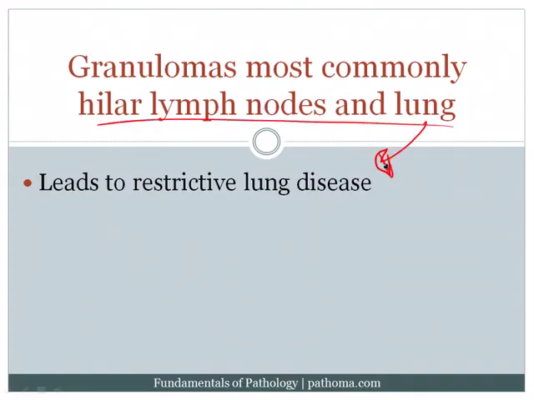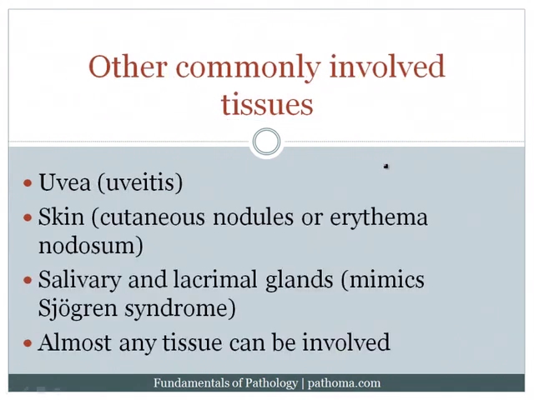Involvement of the lung is going to then create an interstitial problem, and that interstitial problem will lead to a restrictive lung disease. Basically, the lung becomes less compliant due to all of the granulomas present within the interstitium. Of course, the granulomas can involve multiple organs as well. So if it involves the eye, you get uveitis. If it involves the skin, you can get cutaneous nodules.